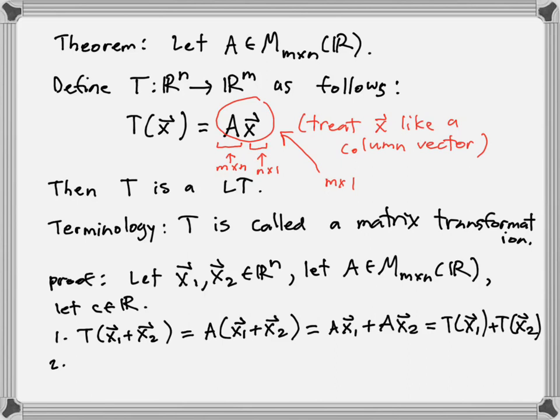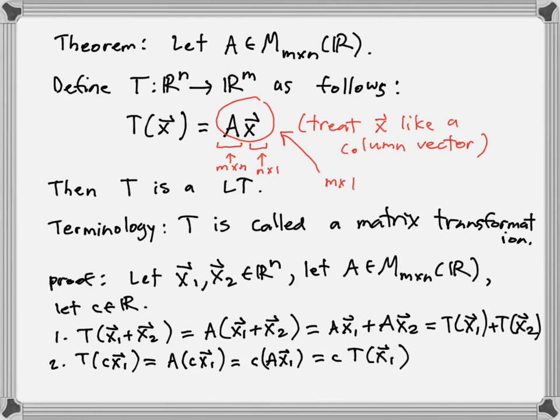Property 2. What is T of c times x1? This is equal to multiplying A times cx1. But we know by matrix multiplication that you're allowed to pull a scalar out and it doesn't change the result. So this is really c times Ax1, which is the same as c times T of x1. Okay, so that is the proof.